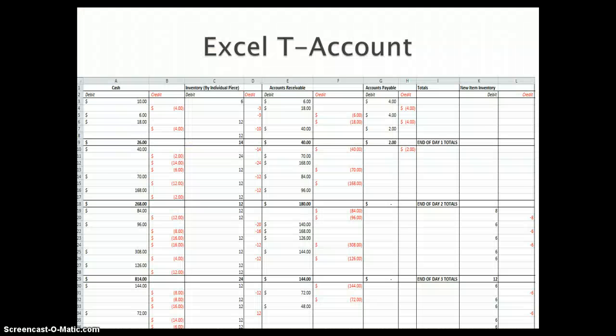So here's our Excel T account. I have the cash, inventory, accounts receivable, accounts payable, and the new item inventory on the far right. That was added later in the game once specialty paper was introduced. I formatted it to use currency for the currency sections, and I wasn't able to incorporate formulas too well. I really had trouble doing that, but I think it worked out pretty well. I used color coding to make it a little bit easier to read, and I had the end of day totals, but not the end of the round totals.